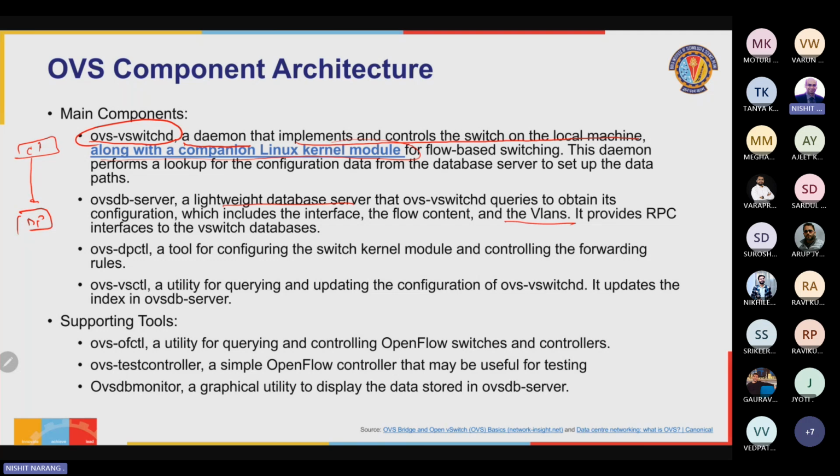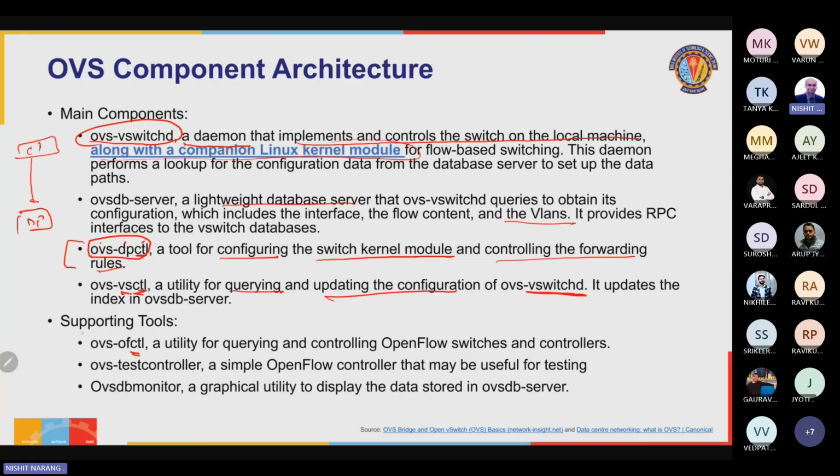The rest of them are all CLI-based tools that are used for configuration. Wherever you see CTL, it's control. So there's ovs-dpctl. DP means data plane. As you can see from the name itself, it's an OVS data plane control tool, for configuring the data plane kernel module directly and controlling the forwarding rules. ovs-vsctl configures ovs-vswitchd. It's a utility for querying and updating the configuration of the OVS switch daemon.